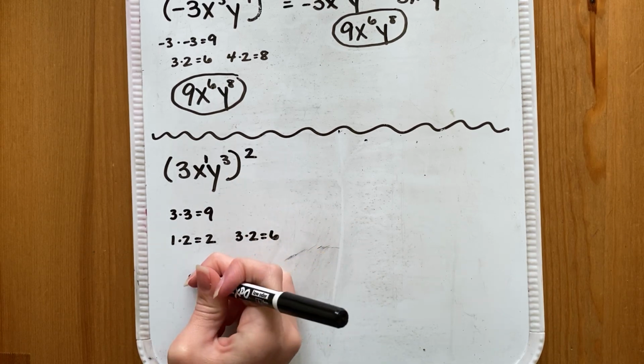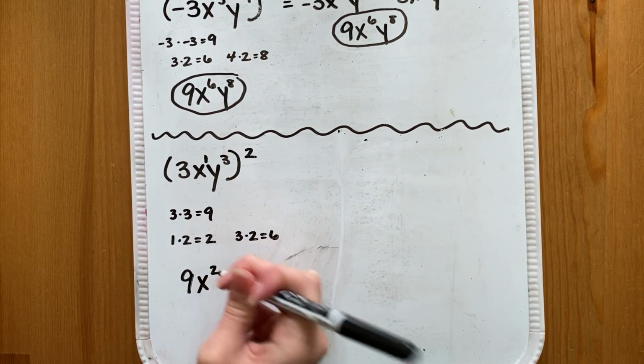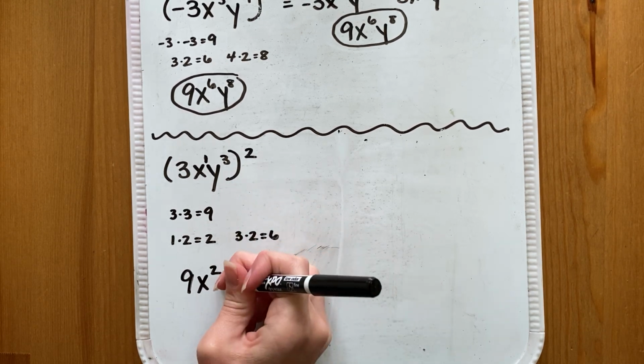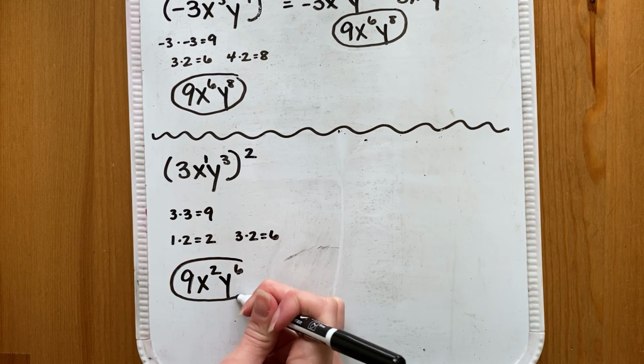So again, 3 squared will make 9. 2 times 1 will make 2. 2 times 3 will make 6. The multiplication rule could also apply here if you prefer.